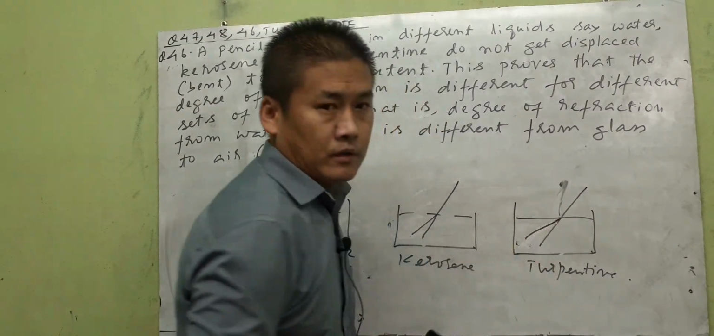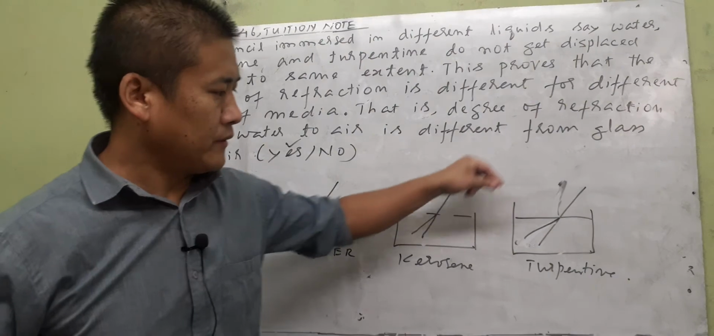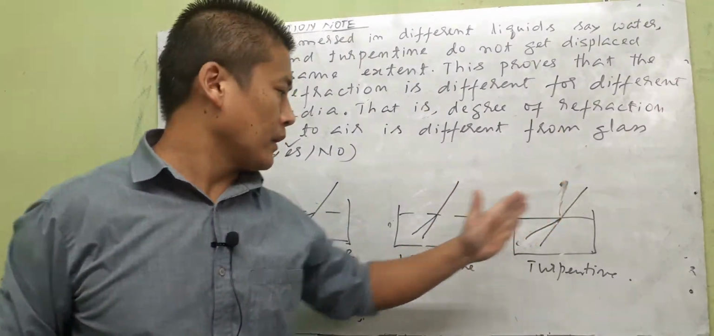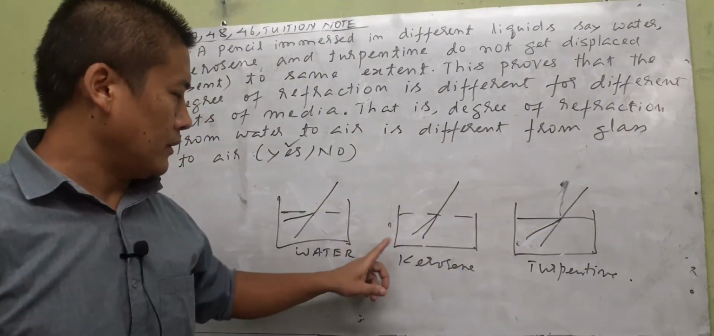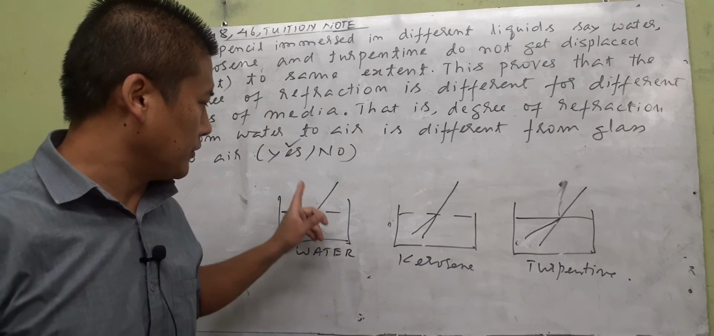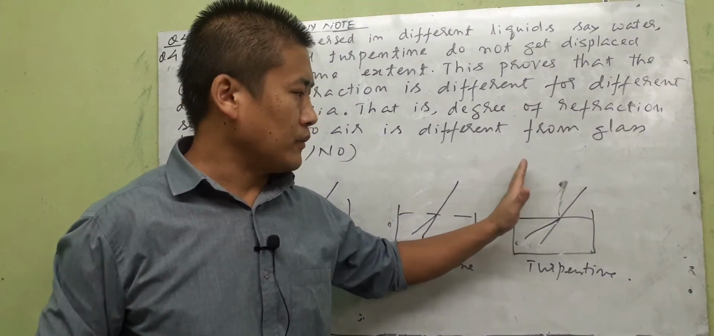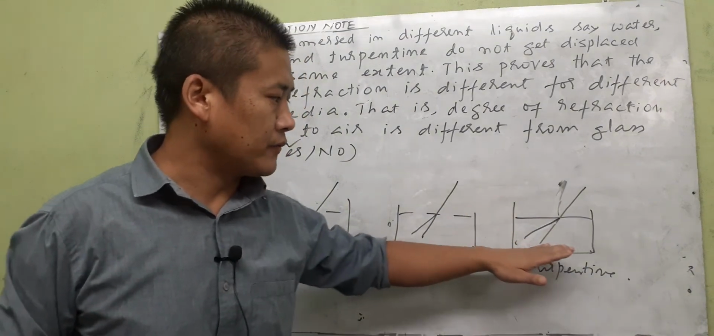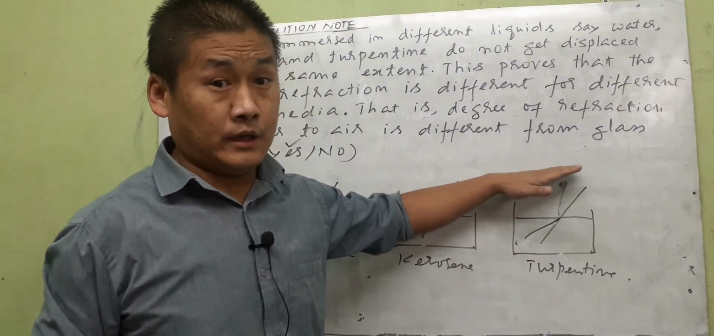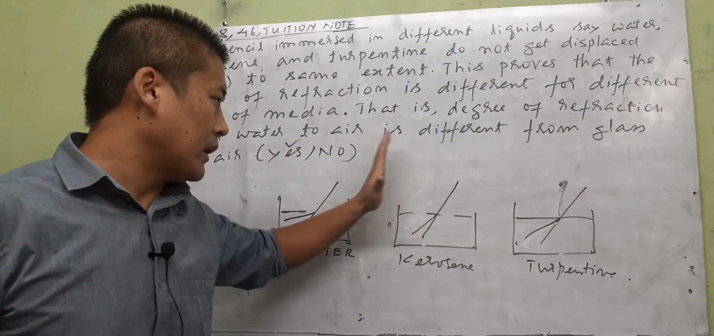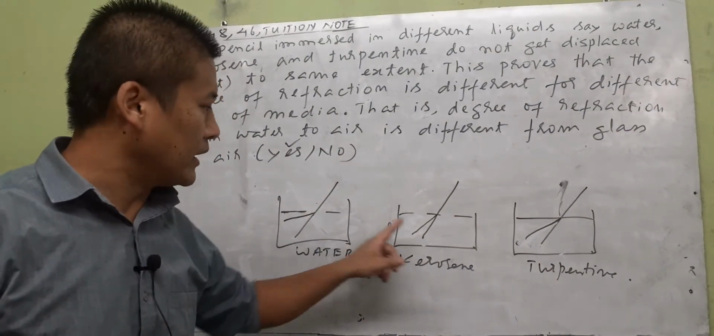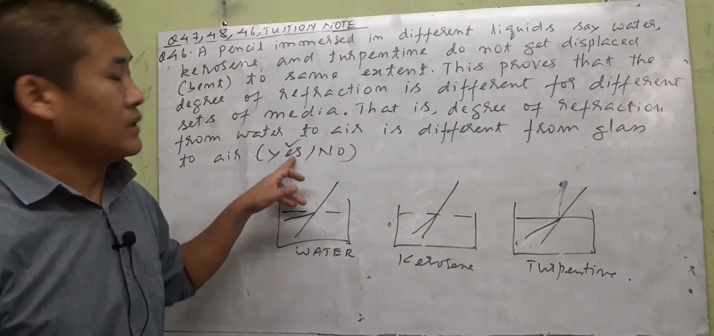Now since the same pencil put in three different liquids is bending a different amount, that proves that as the light ray enters from water to air, or kerosene to air, or turpentine to air, all of them will refract away from the normal because it's entering from a denser liquid into air. But the amount by which it bends is different. That's what the question is saying, yes.